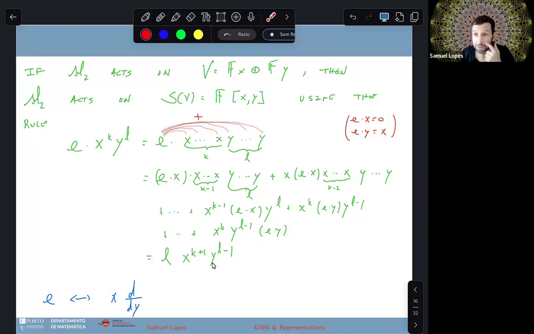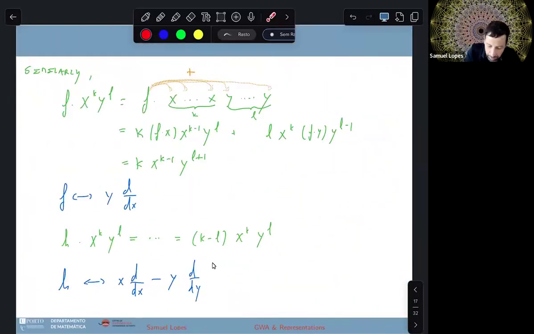No wonder why Lie algebras are important in the study of differential equations, okay? So I can do the same thing with f. I can play the same game, and if you play the same game with f, now f will kill y, and it will send x to y. Okay, so if you play the same game, you find that this is how f acts on this monomial, and this is the same thing as doing a partial derivative with respect to x, and then multiplying by y.